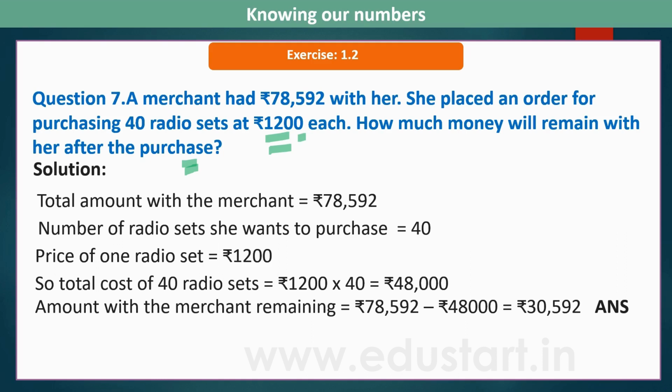Okay, now the total amount with the merchant is 78,592. The total number of radio sets she wants to purchase is 40. One radio set costs 1200. So the total cost of 40 radio sets is 48,000. So she was having 78,592 and now she has spent 48,000. So what is the remaining amount? So 78,592 minus 48,000, which is equal to 30,592. So this is the answer. So this much amount is left with her.